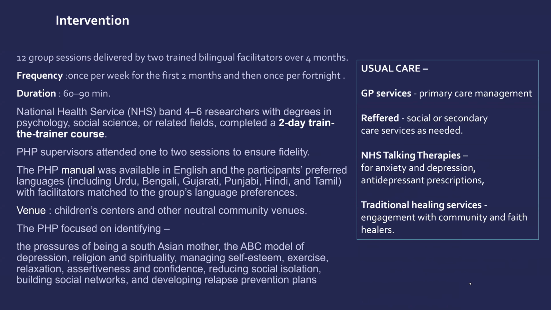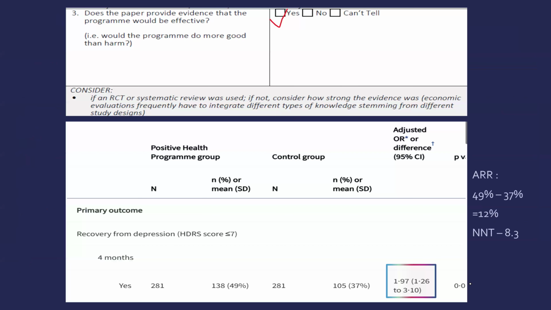And this is the usual care in the NHS. All of them go through the GP, and if needed they are referred to a secondary referral center. As a part of usual care, all the women have NHS talking therapies, which are for anxiety and depression. And they have traditional healing services like community faith healers. So this was the usual care group and this was the intervention they had given.